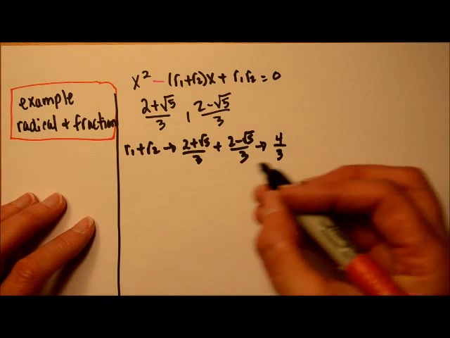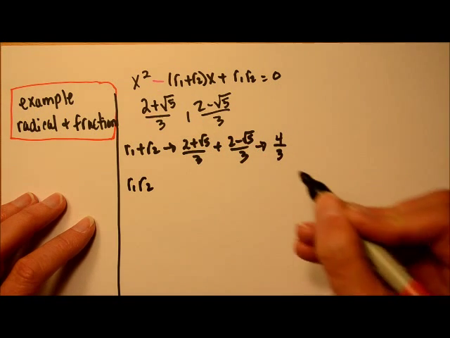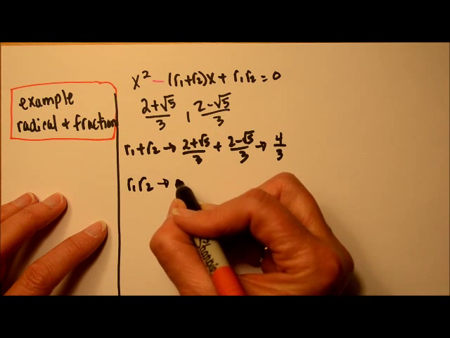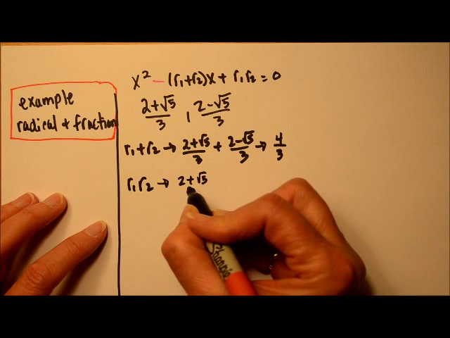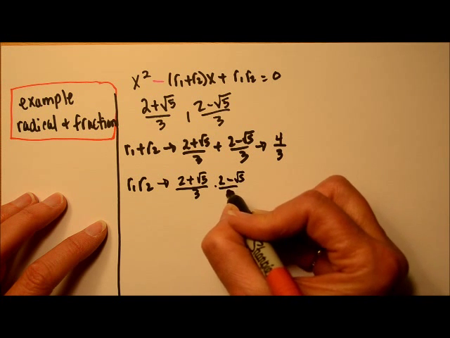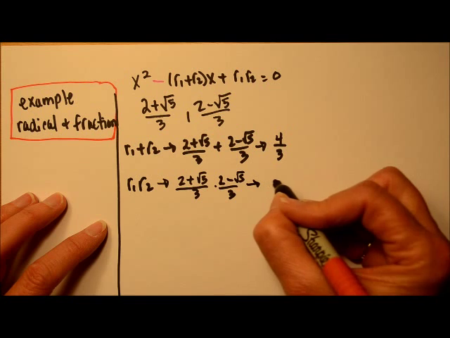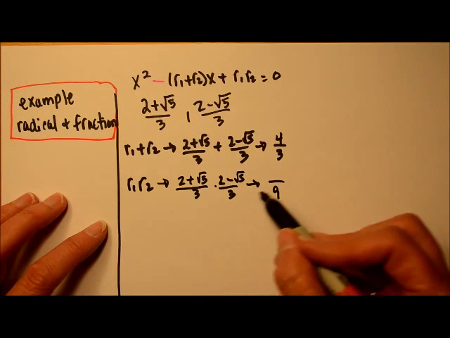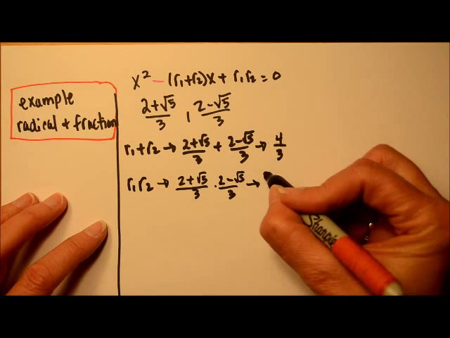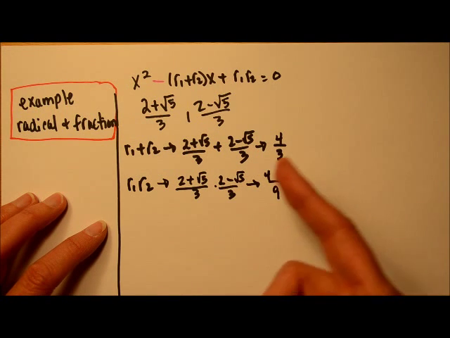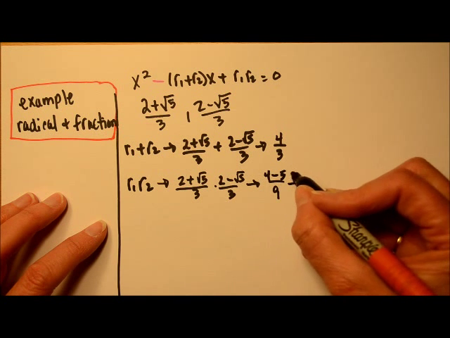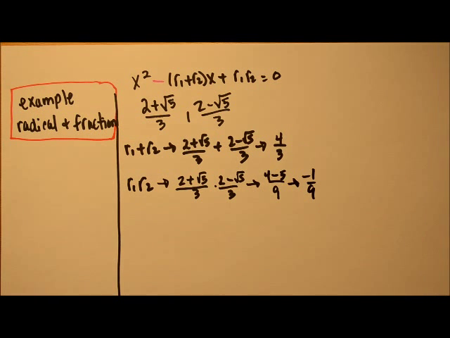Okay, and then I need R1 times R2. So that's going to give me 2 plus square root 5 over 3 times 2 minus square root 5 over 3. I know on the bottom I'm going to get 9, so don't forget that. 3 times 3 is 9. And on the top, they're conjugates, so I know the middle term's going to drop out. 2 times 2 is 4. I have a plus and a minus, that's going to give me a minus. Square root 5 times square root 5 is 5. So I end up here with a negative 1/9.